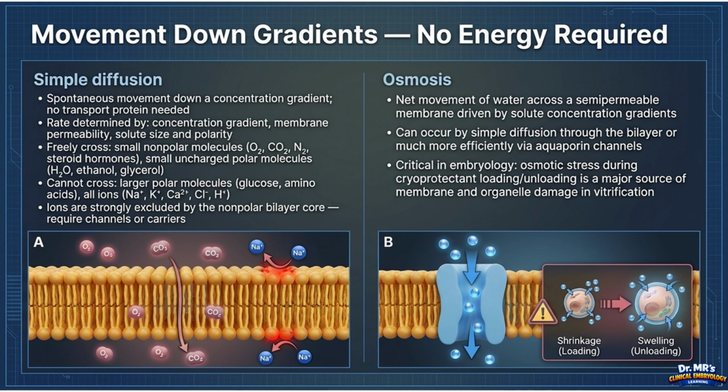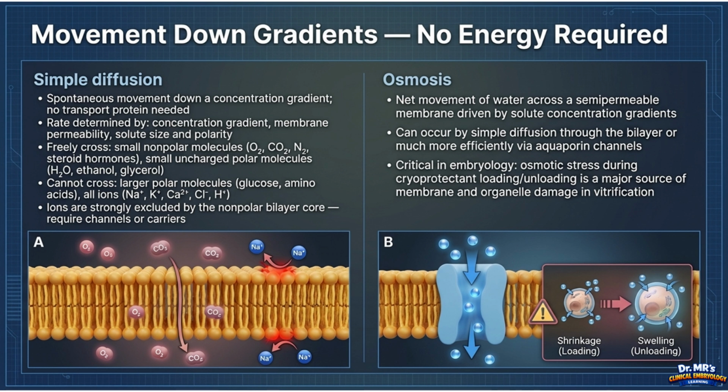Which molecules can cross the bilayer by simple diffusion? The rules are governed by the hydrophobic core of the membrane. Small, nonpolar molecules dissolve readily in the lipid interior and cross quickly. Oxygen, carbon dioxide, nitrogen, and steroid hormones all cross by simple diffusion. This is clinically important. Steroid hormones, including estradiol, progesterone, and testosterone, enter their target cells by diffusing directly through the membrane, not through protein transporters.